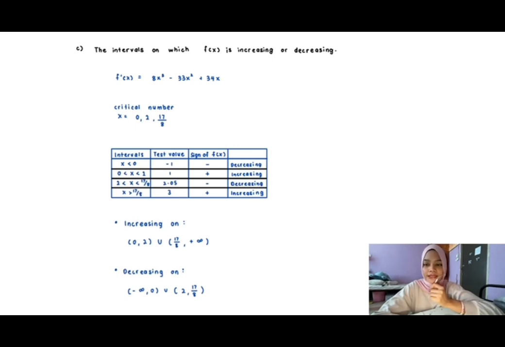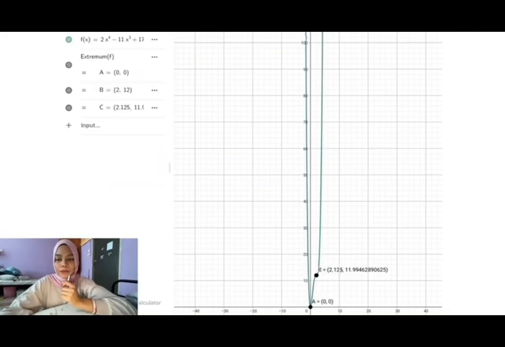This table serves as our roadmap for understanding the overall shape of the curve before we plot it. Finally, for part D, we use GeoGebra to plot the function f(x) equal to 2x to the power of 4 minus 11x to the power of 3 plus 17x to the power of 2. This graph confirms that our analytical calculations are correct.